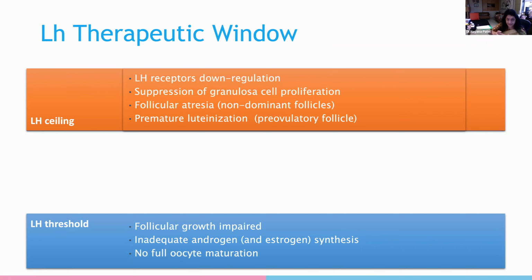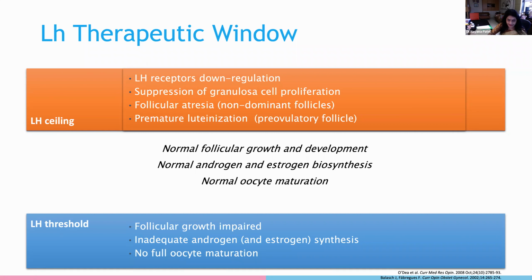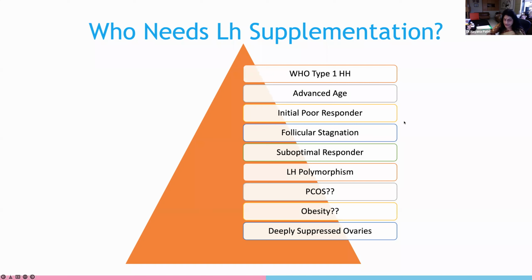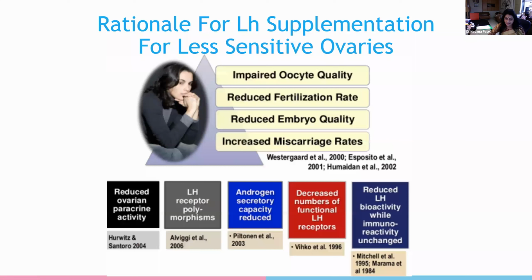So you get fewer small follicles growing up simultaneously, which would otherwise have grown when you give only FSH. Now, the threshold to be maintained is 1.2 to 5. Any hypo, advanced stage, initial poor responder, follicular stagnation, suboptimal responder, any doubt of LH polymorphism, obese patients also may need LH supplementation, severely depressed, and PCOS, as I discussed the role.